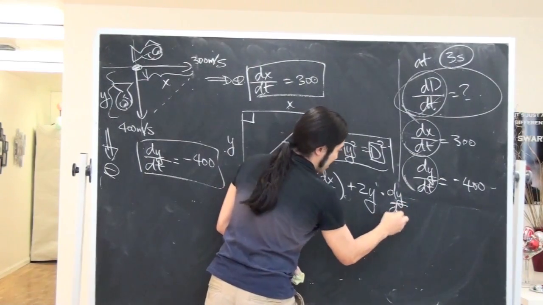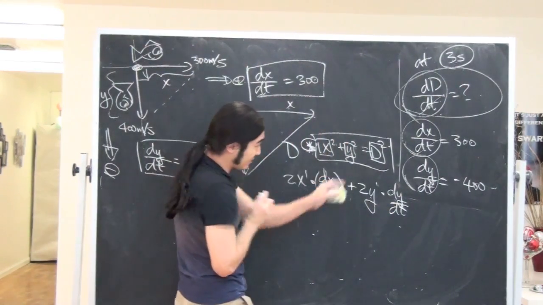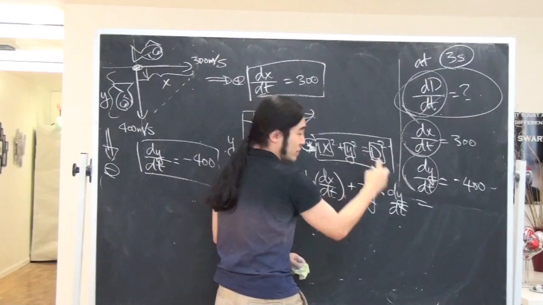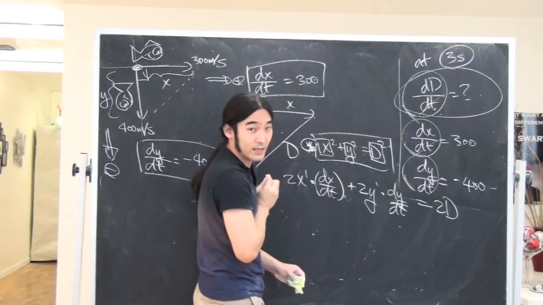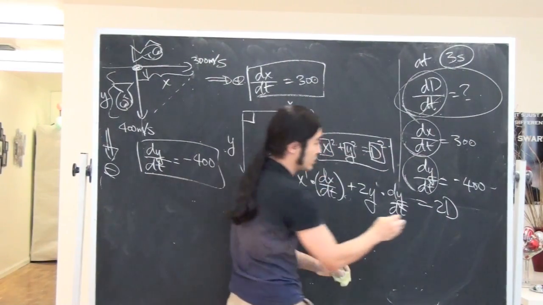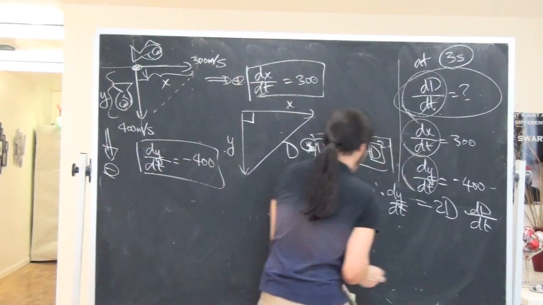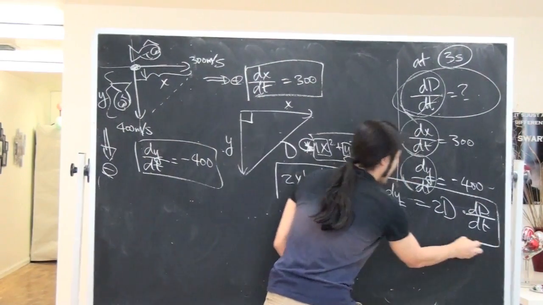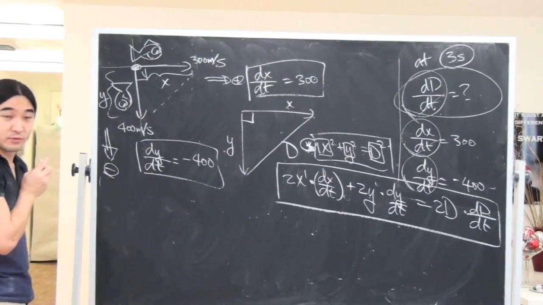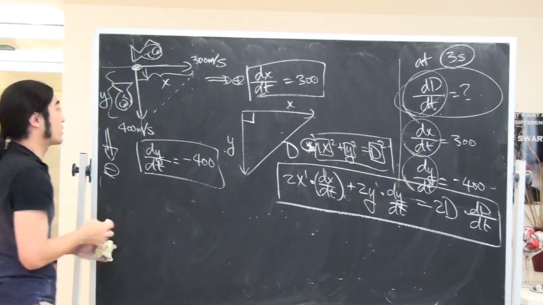dy/dt. Right? And then don't forget the final guy. So what is this? 2 times the box, right? Times the derivative of the box, which is dd. That sounds weird, over dt. So this is my equation linking derivatives. Do you guys agree? Okay.